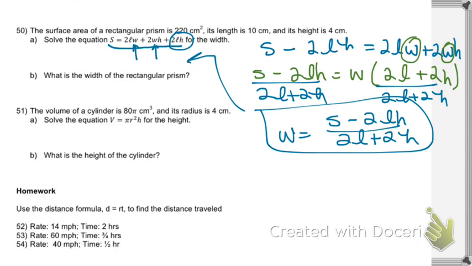What's the width of the prism? Well, surface area is 220. That's the S, so I can plug that into the equation. Length is 10, that's the L, so I can plug that into the equation. And height is 4, so I can plug that into the equation. Then it'll tell me what it is. 51 you should not have a big problem with. I think we've seen this equation several times now, so you should be alright.